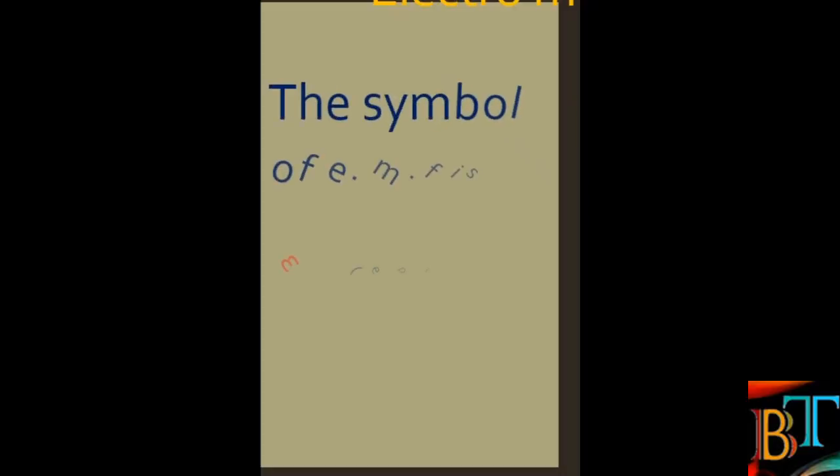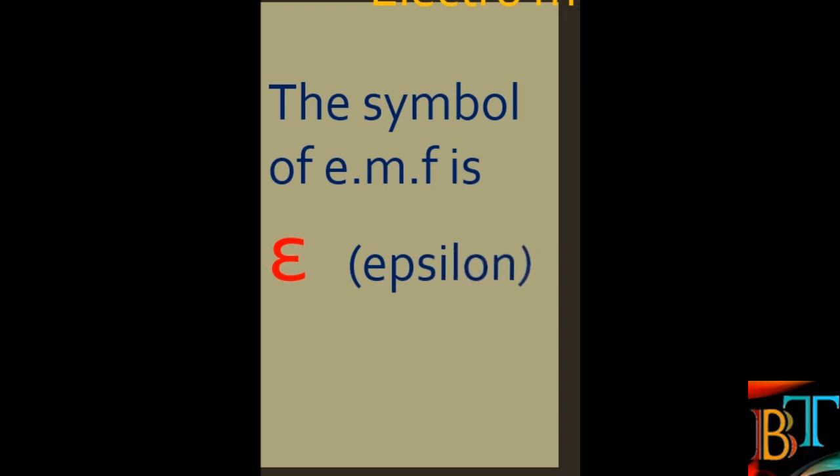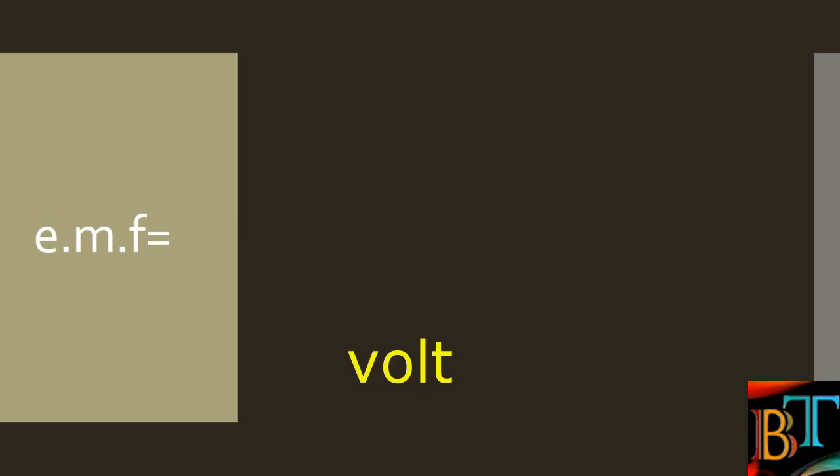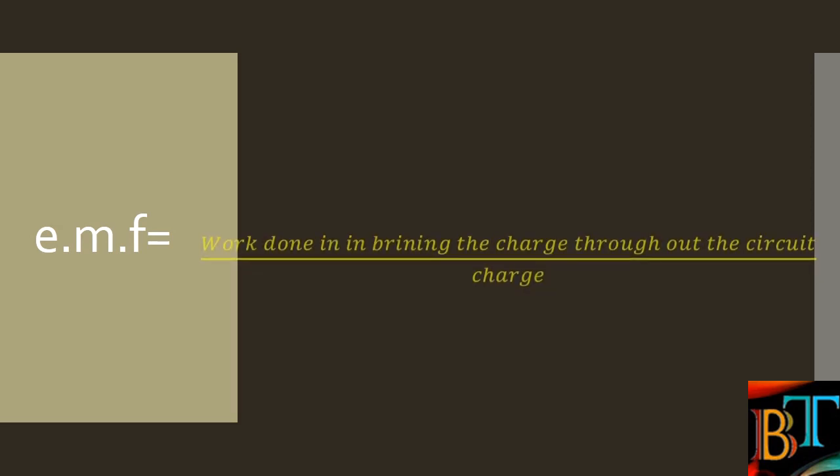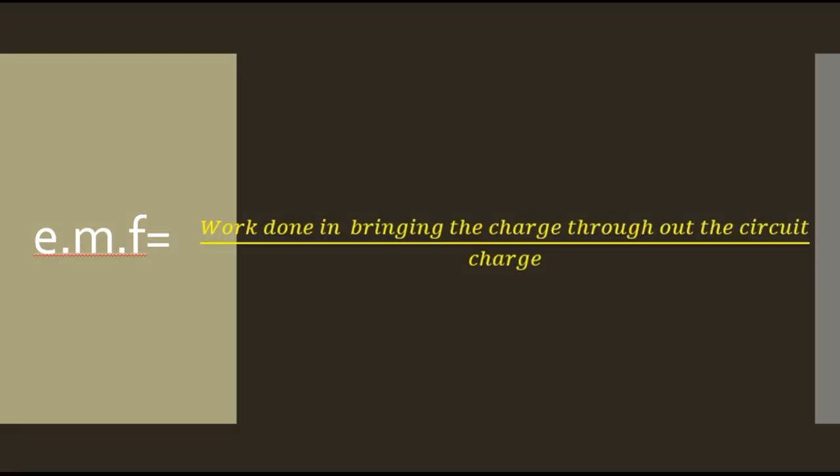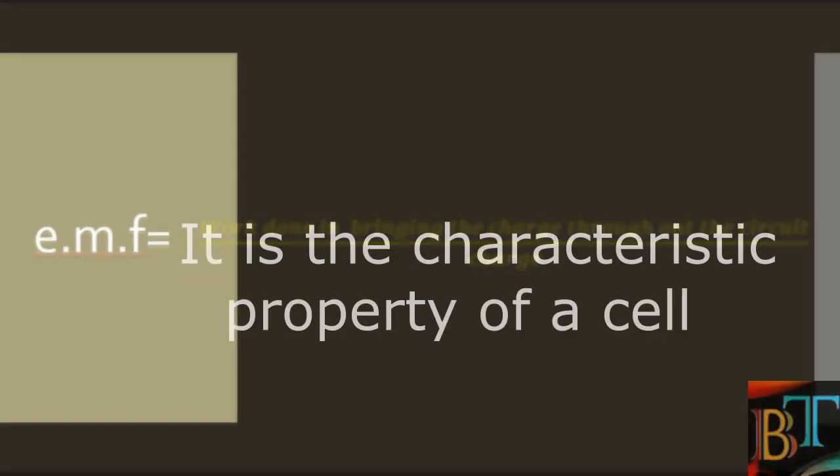The symbol of EMF is E or epsilon and its unit is the same as the unit of potential difference, which is volt. Since EMF is a type of potential difference, we can use the equation for potential difference for EMF also. Therefore, EMF is equal to total work by total charge. EMF is the characteristic property of a cell and the EMF is created when the cell is made.